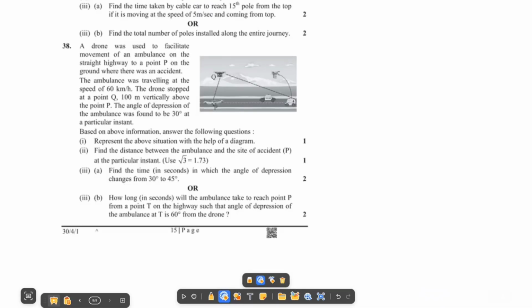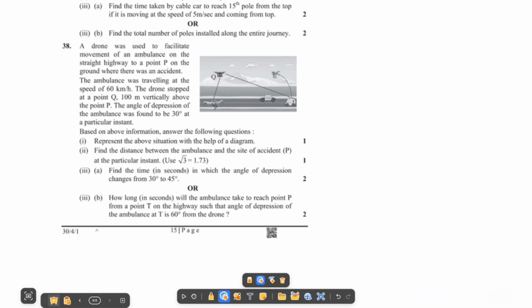Next, the 38th question is: a drone was used to facilitate movement of an ambulance on a straight highway to a point P on the ground where there was an accident. So this is the place where the accident had happened, and this drone is used to give the pathway for this ambulance to come to the accident place. The ambulance was traveling at a speed of 60 kilometers per hour.